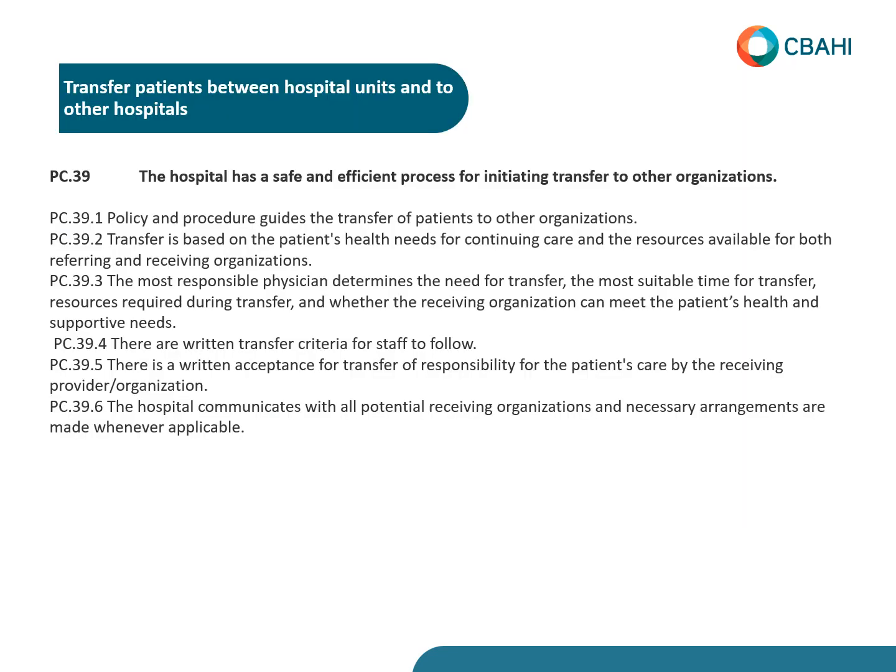The hospital has a safe and efficient process for initiating transfer to another organization. There are 6 substandards that regulate the transfer of patients from the hospital to another hospital. Policy and procedure guide the transfer of patients to another organization. Transfer is based on the patient's healthcare need for continuity of care and the resources available for both referring and receiving organizations. The MRB determines the need for transfer, the most suitable time for transfer, resources required during the transfer, and whether the receiving organization can meet the patient's health and supportive needs.